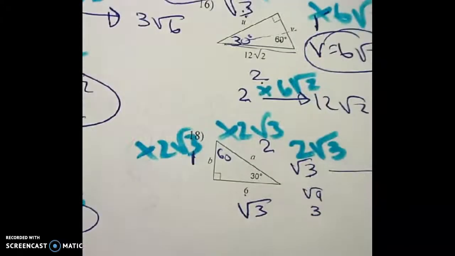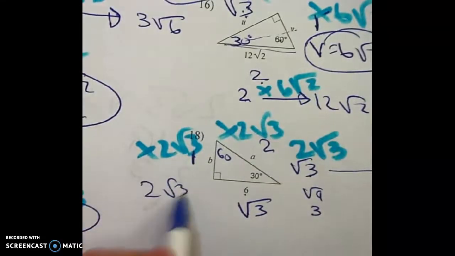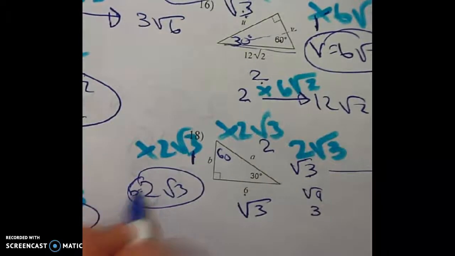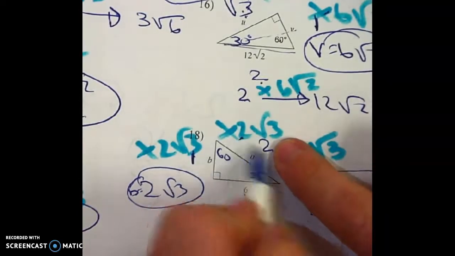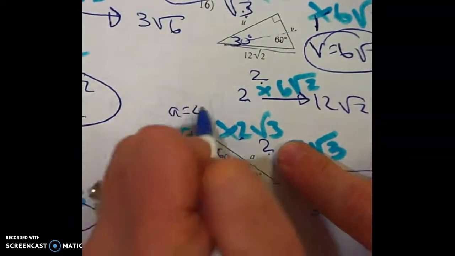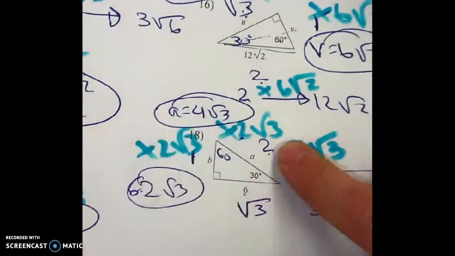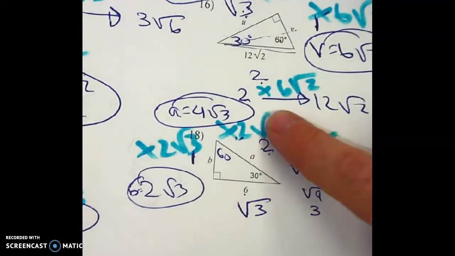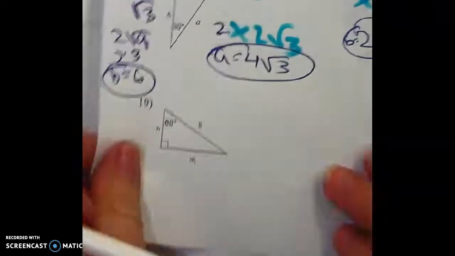So 1 times 2 rad 3 is 2 rad 3. Oops. B equals 2 times 2 rad 3 is 4 rad 3. Number times number, not times the square root. It's different. Let's go to the last two.